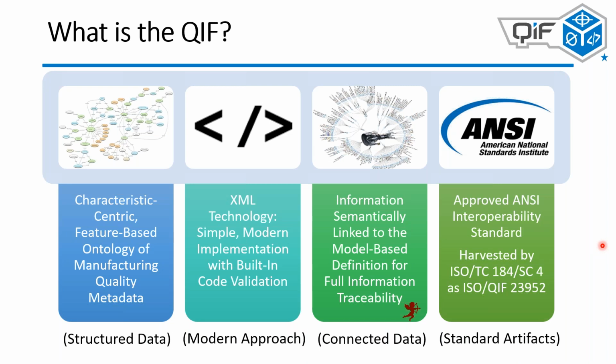It is structured data. It's a schema. We might want to call it characteristic-centric. It's a feature-based ontology of manufacturing quality metadata. Ontology is a heavy word, but ontology basically means it's a formal way that we've named and defined all the data types, attached attributes and properties to them, and then identified how they're interrelated with each other. And this is fundamental for a particular domain of which the QIF fits.